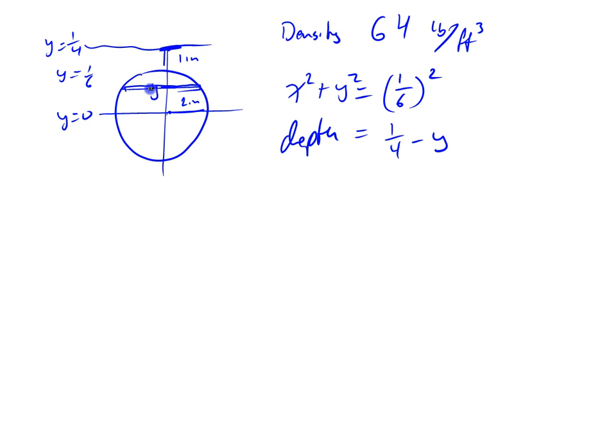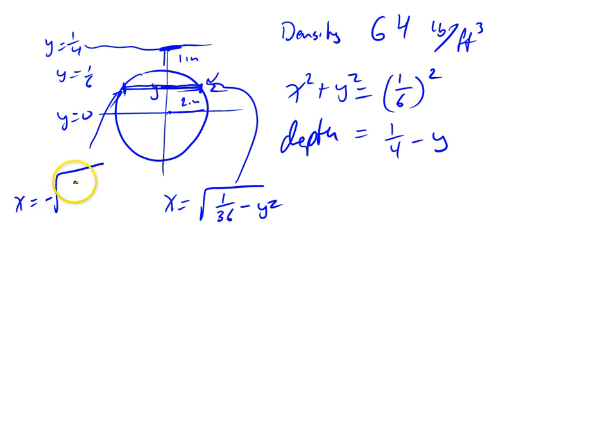And the distance across is going to be the x value on this side minus the x value on that side. Well, using this equation for the circle, I know that the x value on this side is, x equals the square root of 1/36 minus y squared. That's what it is on this side. On the other side, it's the negative square root. x equals minus the square root of 1/36 minus y squared.